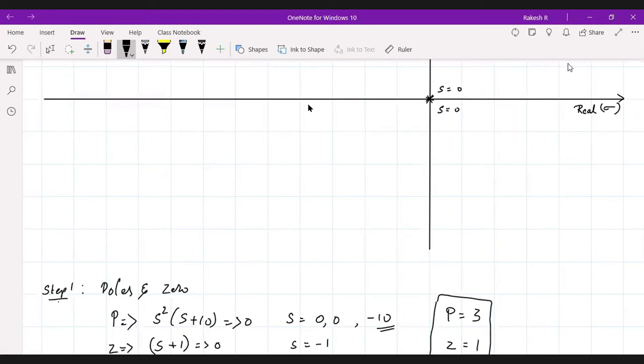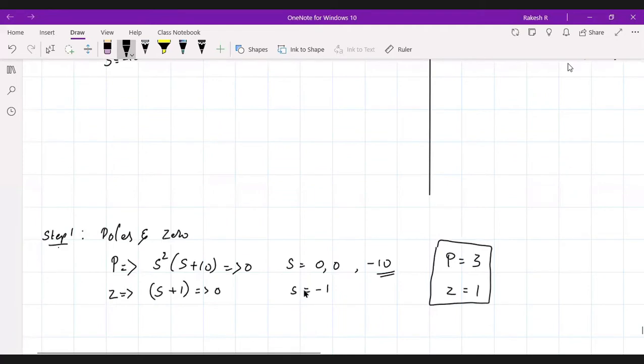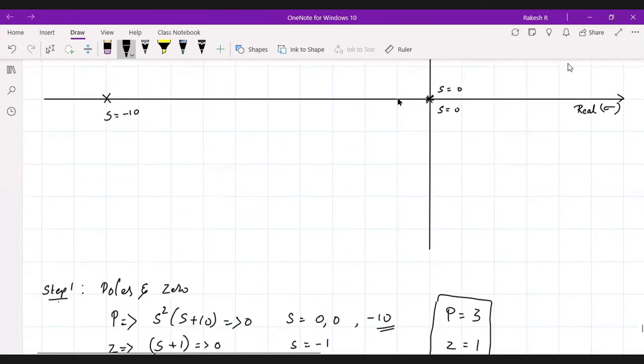Counting 1, 2, 3, 4, 5, 6, 7, 8, 9 and 10, this is the other pole, s = -10. These are the poles. Coming to the zeros, we have a zero at s = -1. This is the one zero here, and I need to locate it with a small circle, at s = -1.